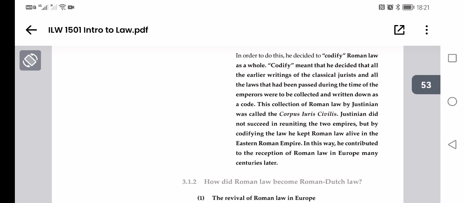Justinian did not succeed in reuniting the two empires, but by codifying the law, he kept Roman law alive in the Eastern Roman Empire. In this way, he contributed to the reception of the Roman law in Europe many centuries later.